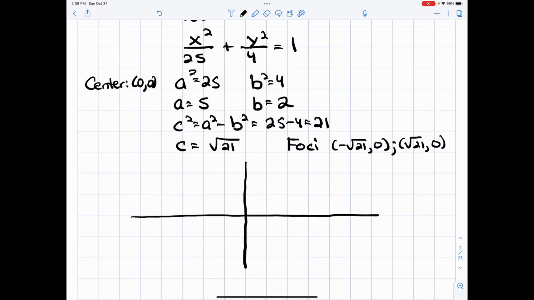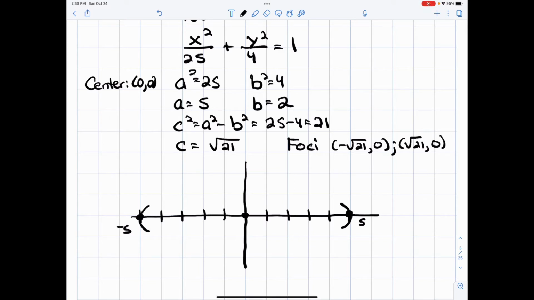Okay, we're centered at 0, 0. Since a is 5, then we need to go 1, 2, 3, 4, 5 out to the right from 0, and 1, 2, 3, 4, 5 to the left from 0. So vertices there. So that's going to be in those ends of the ellipse.